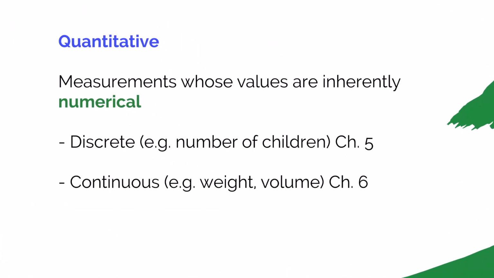Quantitative data is inherently numerical, so we're dealing with numbers here. In chapters 5 and 6, we'll talk more about discrete and continuous numbers and how to differentiate between the two.